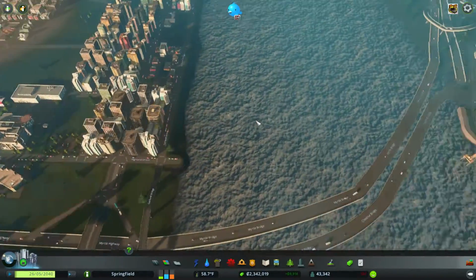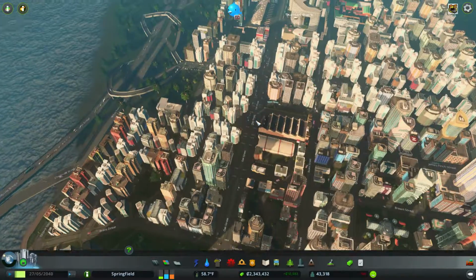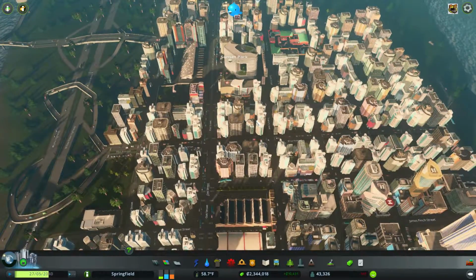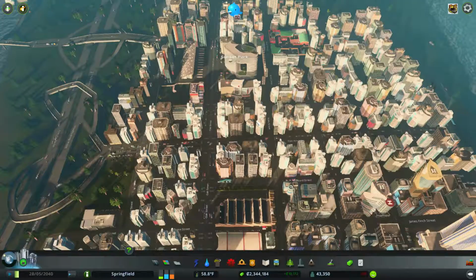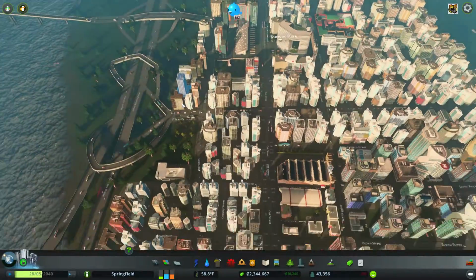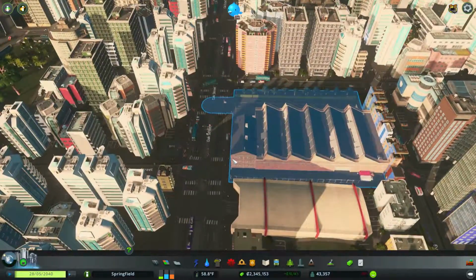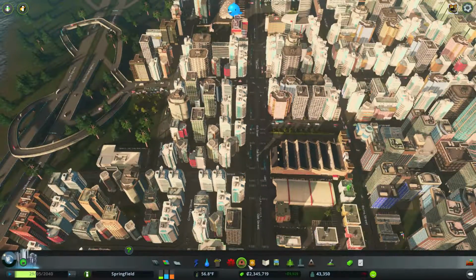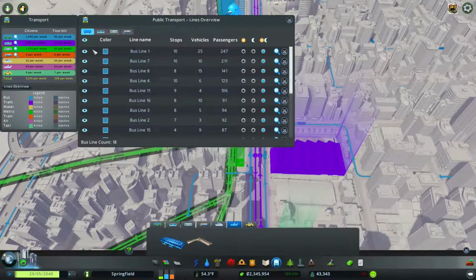So yeah, I think in my next city, I'll probably use trams in more places, and also if I do use buses, I'll probably have roads with bus lanes, because if there's a lot of buses, they do tend to take up a lot of traffic. So let's go back to here and reduce the number of buses in that one line.